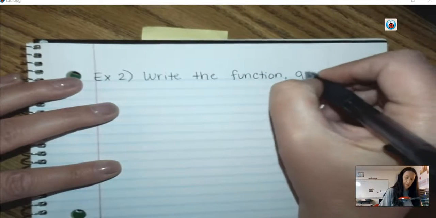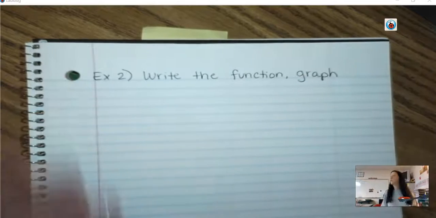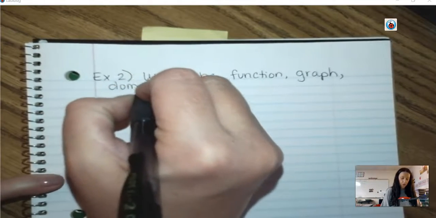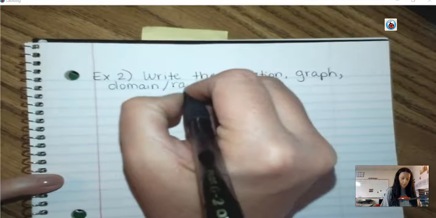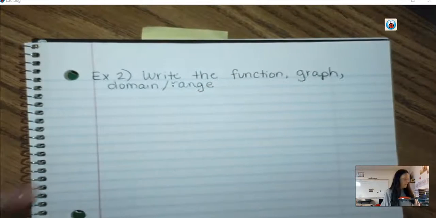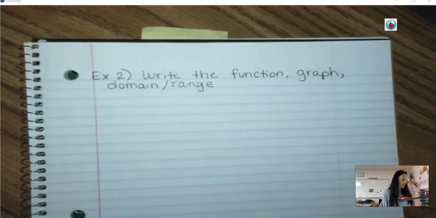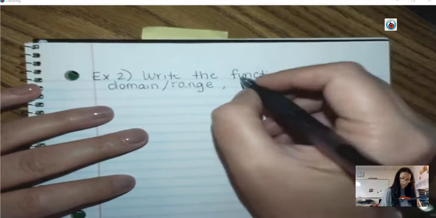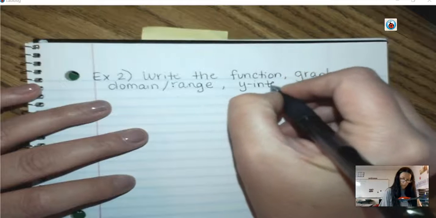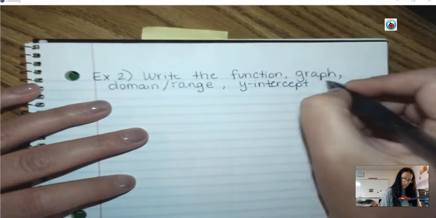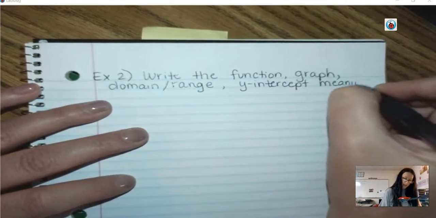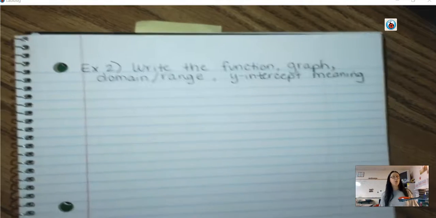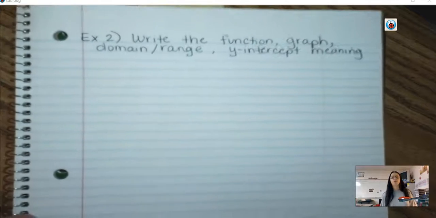We have to graph it, so make sure you have graph paper. If you need some, go get it from my table. We need to figure out what the domain and range is. It does not ask for the asymptote for these ones, but it does say what does the y-intercept represent. So I'll put y-intercept meaning. What does it actually mean in the word problem? And if the question's asking anything else, obviously we have to answer those as well.